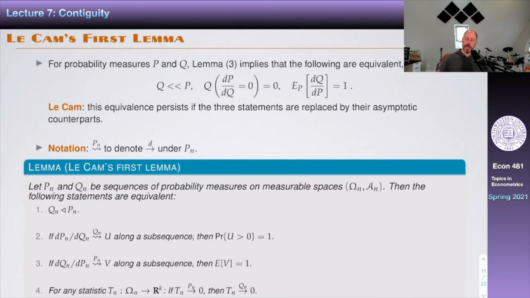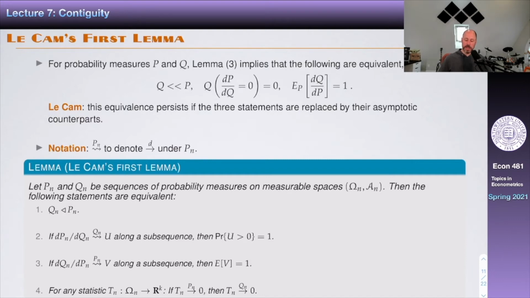And then Le Cam proposed this asymptotic version called contiguity. The question is, well, you have something like this. Here I'm rewriting again the three notions that we wrote in that slide. It's written slightly different. Le Cam showed that this equivalence persists if the three statements are replaced with their asymptotic counterparts. And so now, as we move along, I'm going to be using this notation, wiggle Pn, to denote convergence in distribution under Pn, because as I said before, writing convergence in distribution is not going to be super useful because we're going to say under Qn, under Pn, and so this is going to be better.